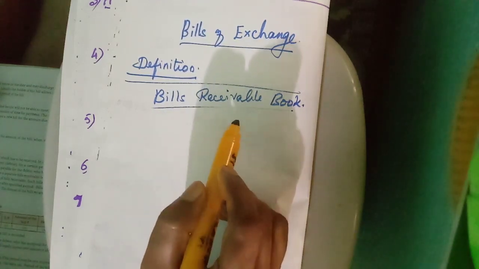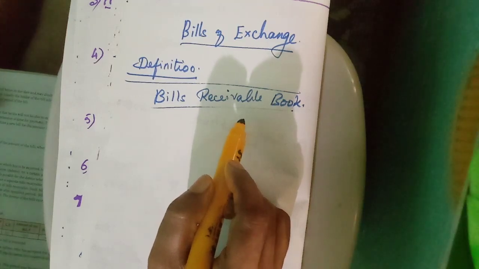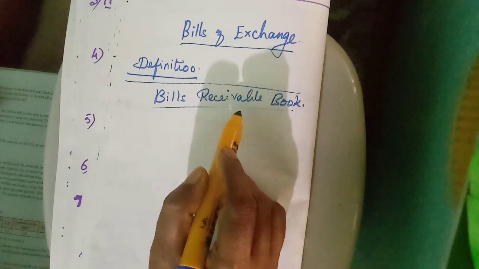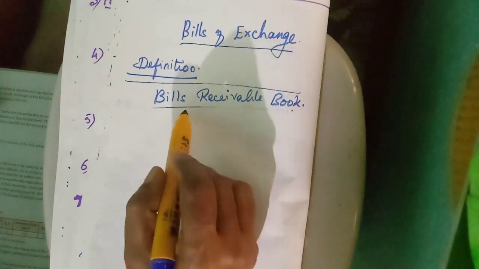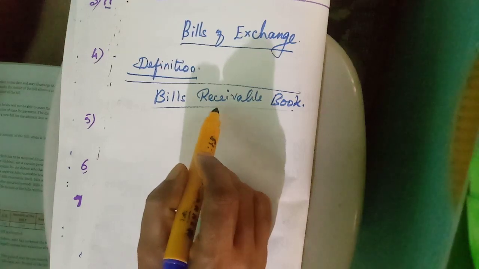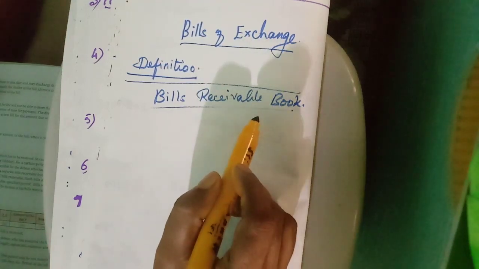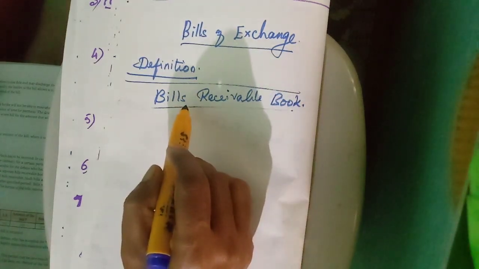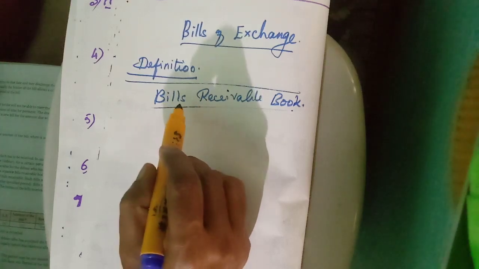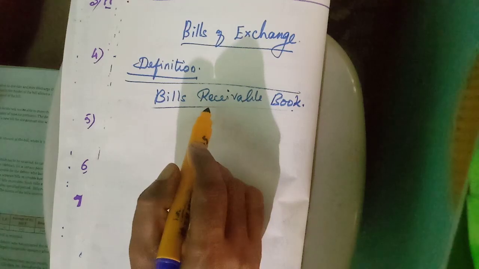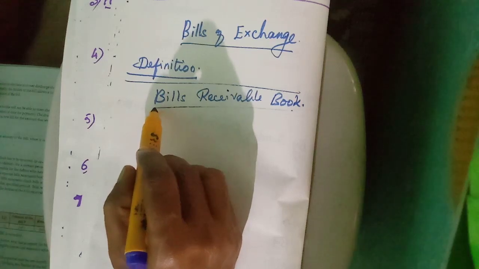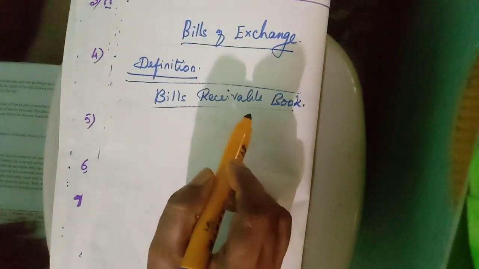And the person who accepts the bill, who accepts to pay the amount written in the bill, that means the bill is payable for him; he has to pay the amount that is written in the bill. So the same bill becomes bills payable for the debtor or the buyer, and for the person who writes the bill and sells the goods, it is a bill receivable. So the creditor will prepare the bills receivable book.